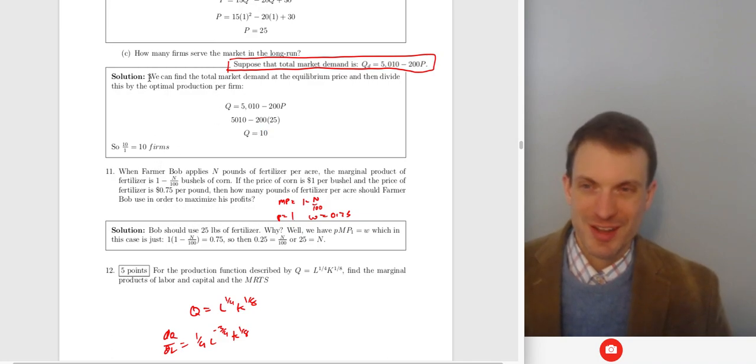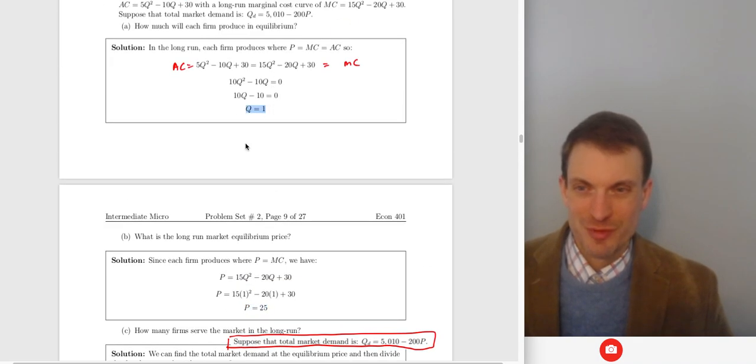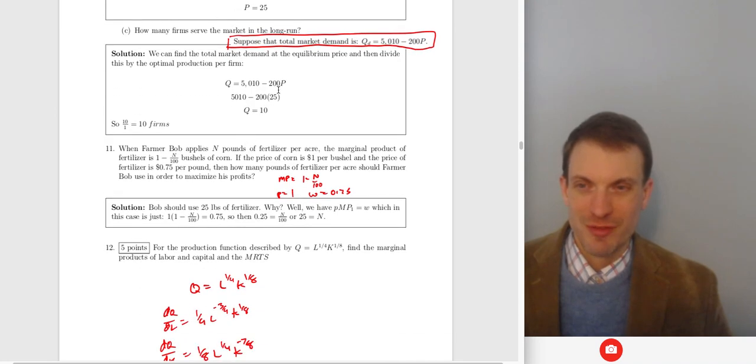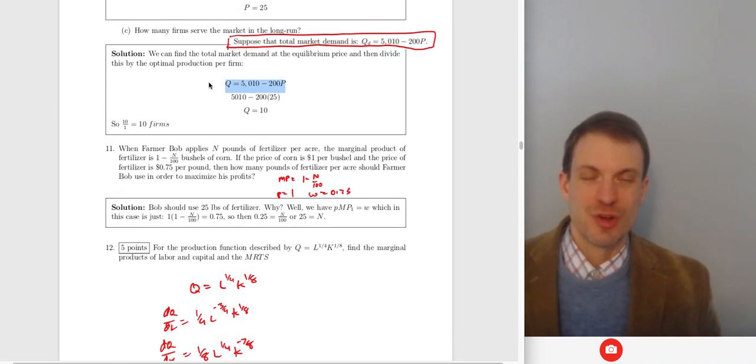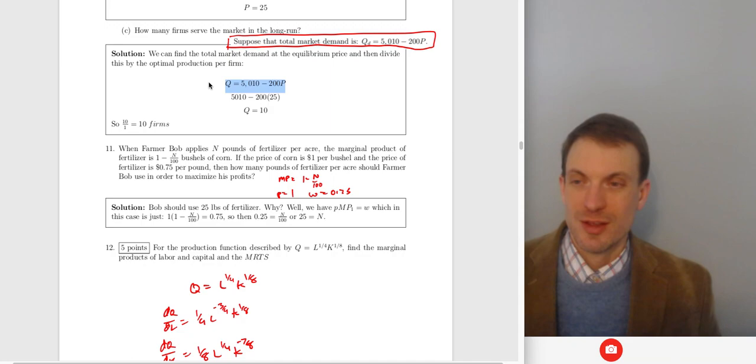So what's going on here? Well, we found the market price. We found the output per firm. Now we just have to figure out, given the market demand, what's the quantity demanded at that price. It's 10. Each firm's producing 1, so we need 10 firms, which is brilliant.